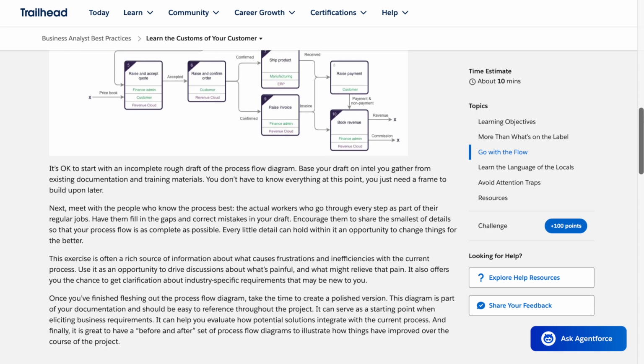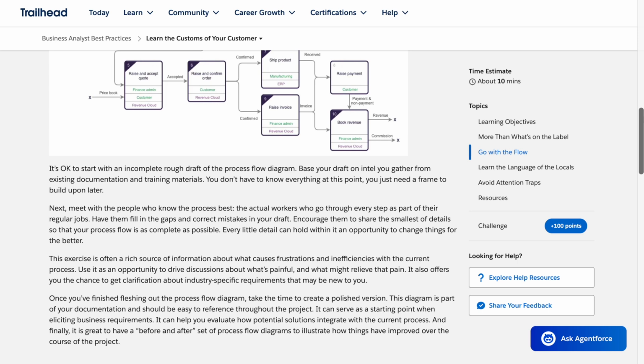It's okay to start with an incomplete rough draft of the process flow diagram. Base your draft on intel you gather from existing documentation and training materials. You don't have to know everything at this point. You just need a frame to build upon later.